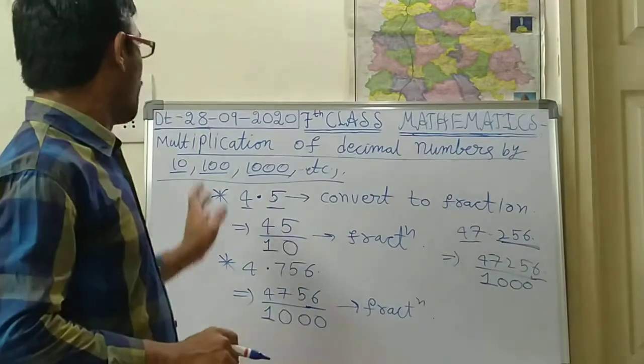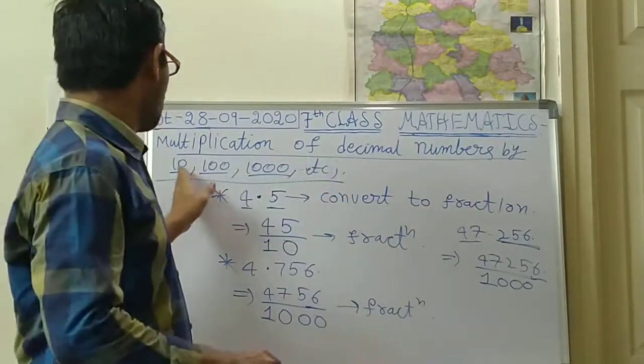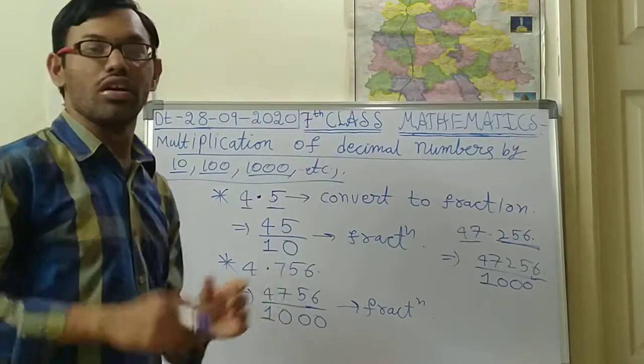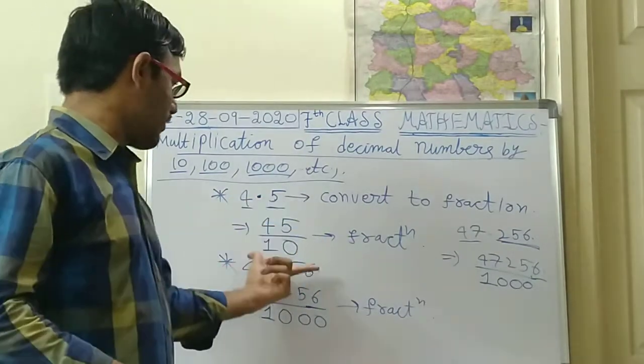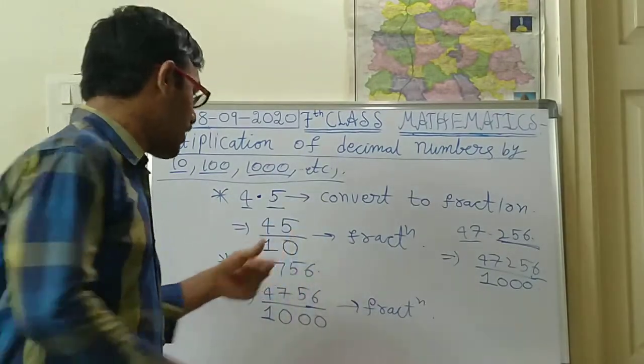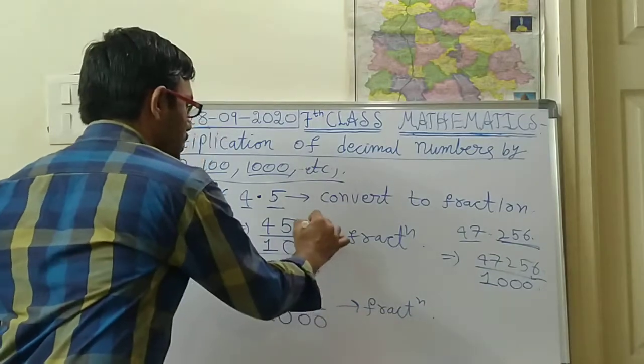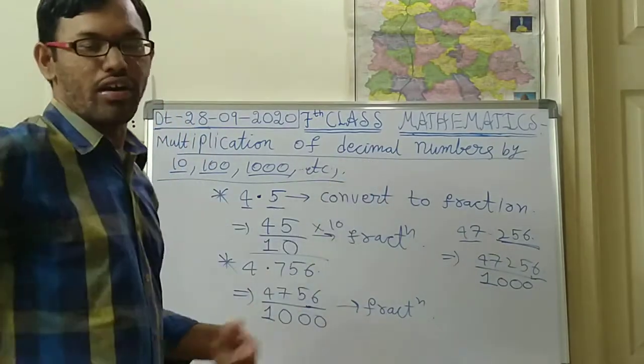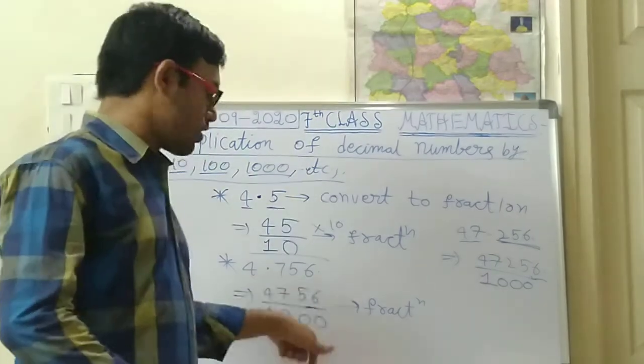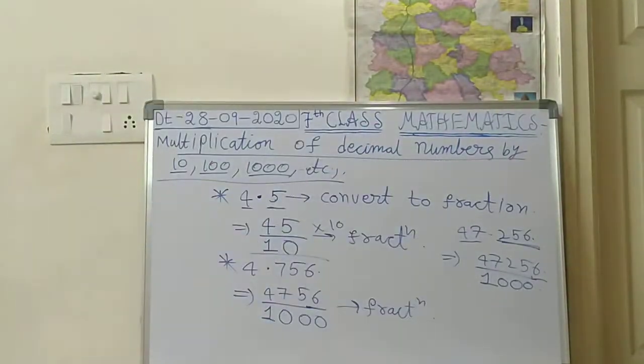Okay, now multiplication of decimal numbers by 10, 100 and 1000. How are you supposed to do it? This is the first step: after writing it as a fraction, then go on to multiplying by 10 or 100 or 1000. I think you have understood.